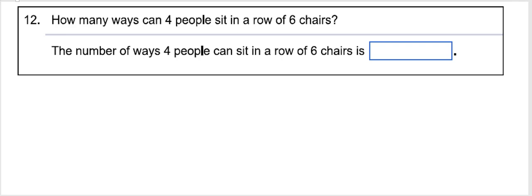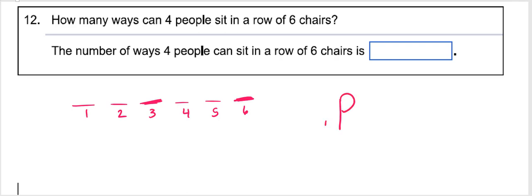Number 12. How many ways can 4 people sit in a row of 6 chairs? Okay, so you're going to have 6 chairs. It's going to matter where Bob sits. These chairs are numbered, right? Because those chairs are numbered, it matters if this chair is in the 6th position or if this chair is in the 3rd position. That's going to be a permutation.